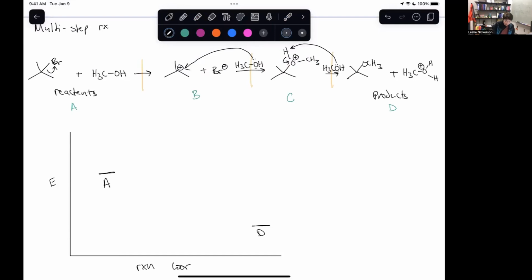The important thing to keep in mind here is that each of these stages, these are intermediates.